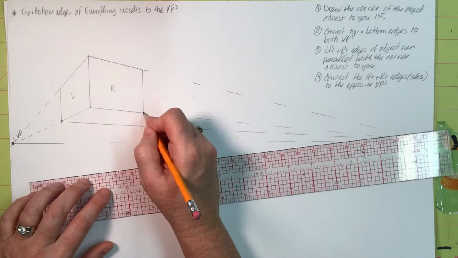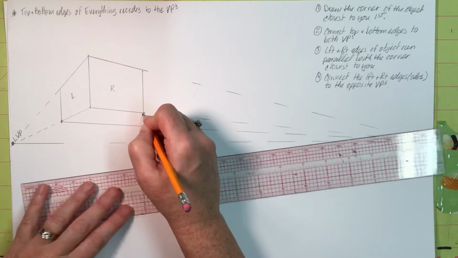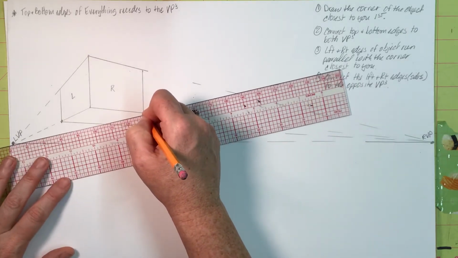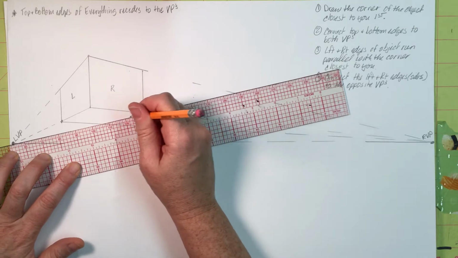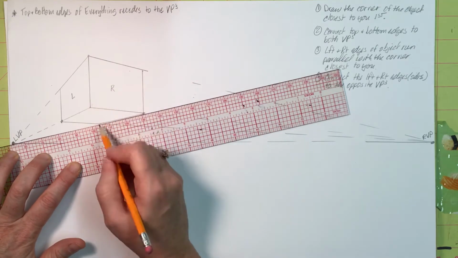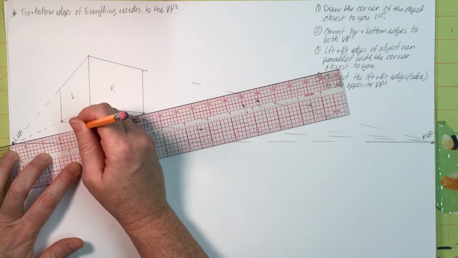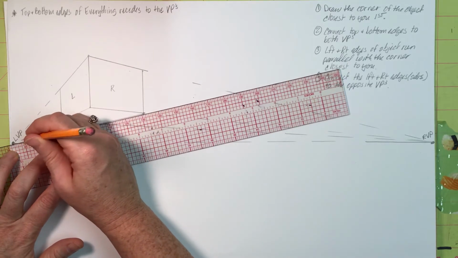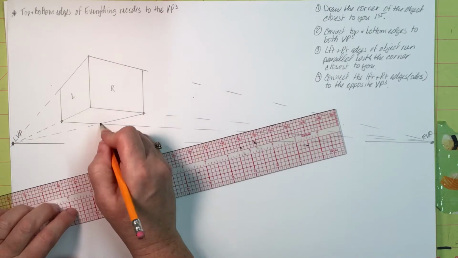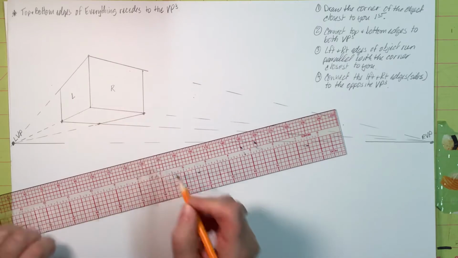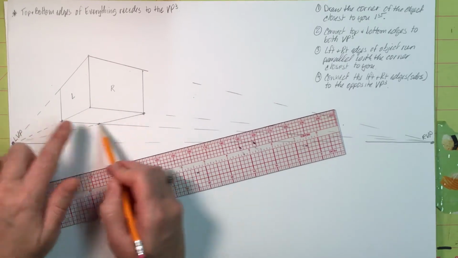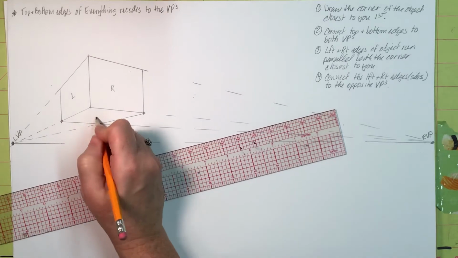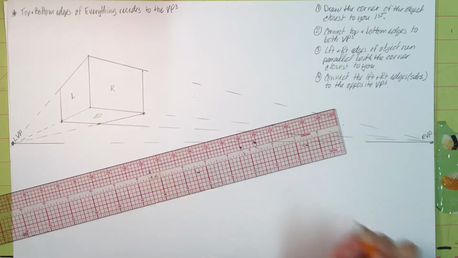Okay, and then I'm going to take my bottom right corner and connect it with the opposite VP over here, to the LVP. And that's going to tell us where that farthest corner underneath intersects. Right there. We have no way of knowing where this is going to line up without using those opposite vanishing points. So there's the bottom of the cube. Easy peasy.